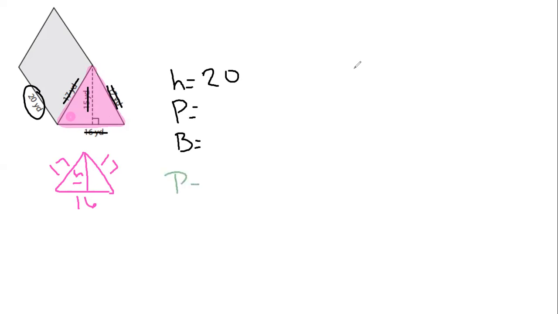For your perimeter, you add the three sides of the triangle, the three outside sides of the triangle. So we have 17 plus 17 plus 16. I'm going to put that in my calculator. 17 plus 17 plus 16. And I got 50. So my perimeter is 50.